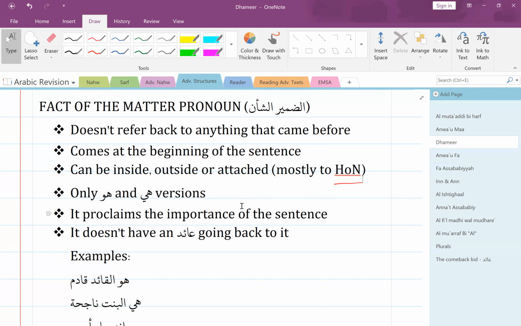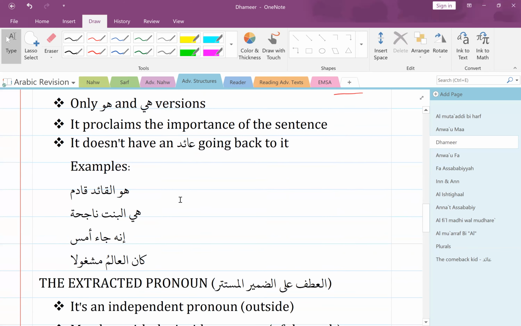So this pronoun is just a standalone type of thing that gives importance to a matter, and it doesn't refer back to anything, and nothing refers to it. I think it'll become clearer when you see some examples. So take, for example, we said it can come as a huwa. So we have this example. Huwa al-qa'idu qadim.